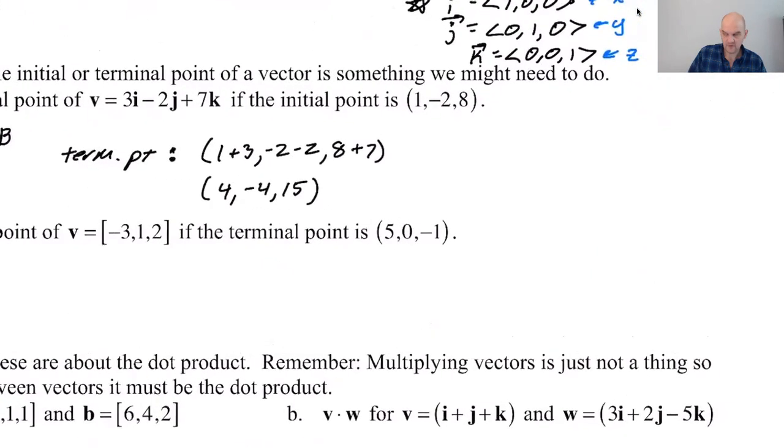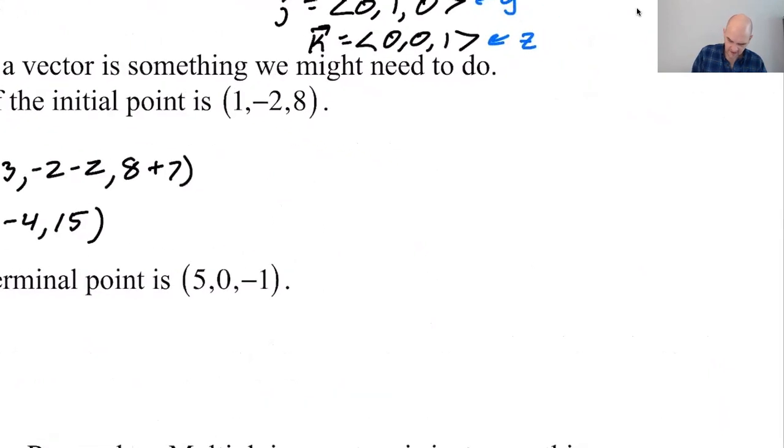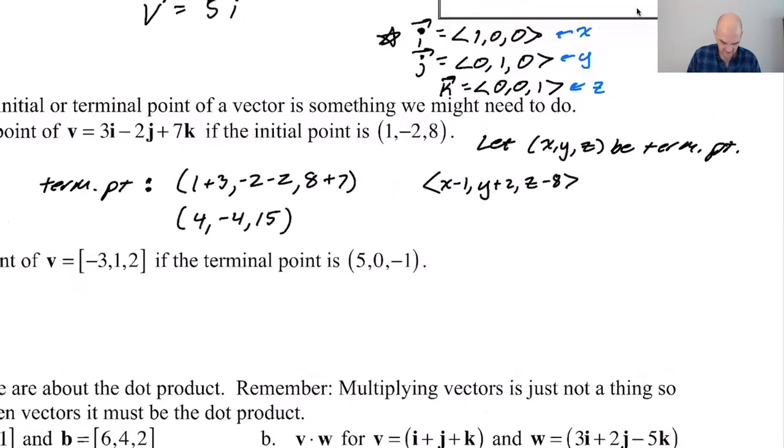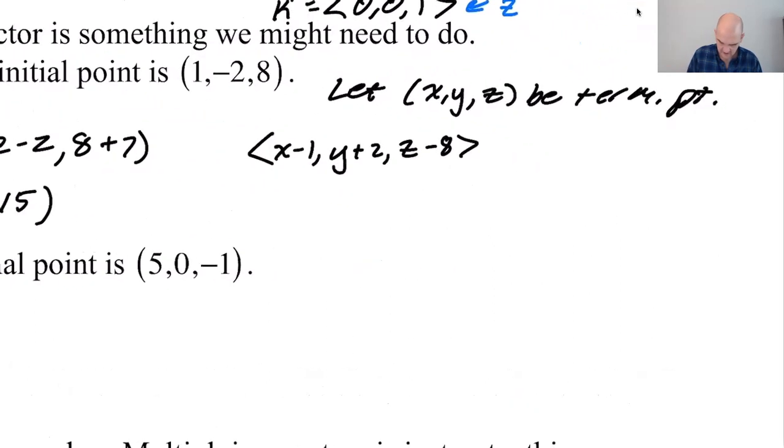Okay, so what's another way of doing that? Another way of doing that a little more mathematically is to say that we let x, y, z be the terminal point. Then I know that x minus 1, y plus 2, z minus 8. So I just found the difference. I did terminal minus initial, right? So it's x minus 1, y minus -2, z minus 8 should be equal to that given vector, which was 3, -2, 7.